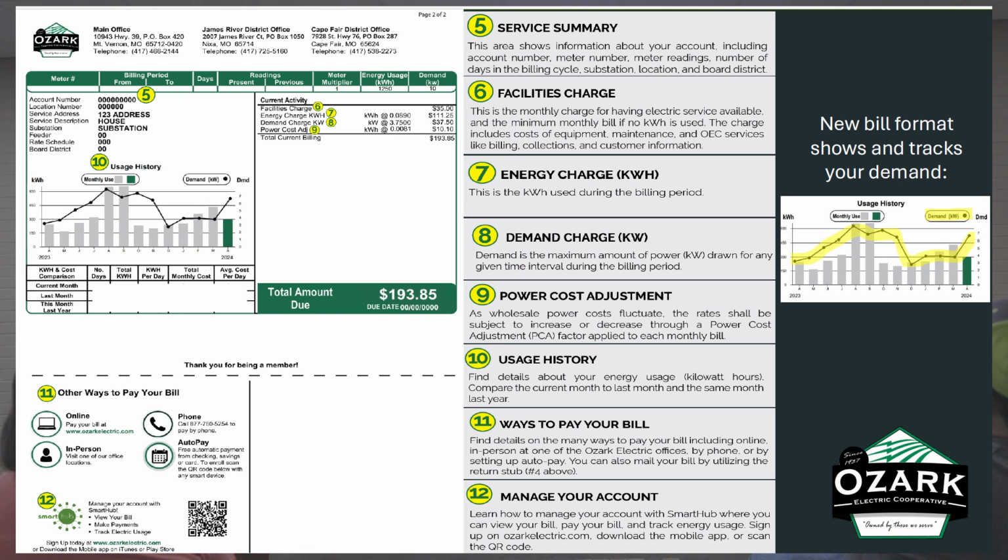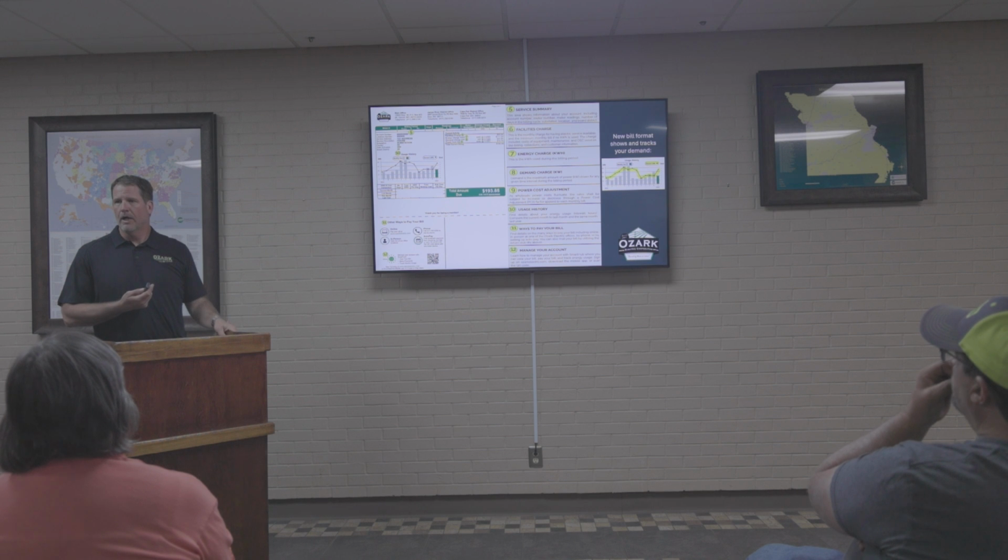So we've added some new things such as the feeder. Also, what board district you're in. Board districts 1 through 9 are now on the bill, so if there's ever any questions about those different things. And then we also added not only the KWH, but also the KW, to kind of see what those historic trends are. So that is our new bill look.